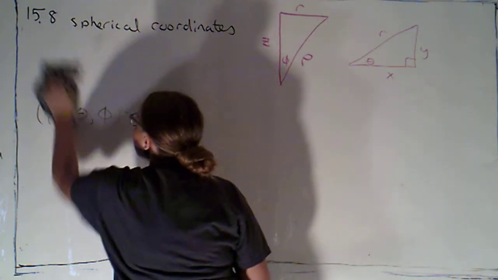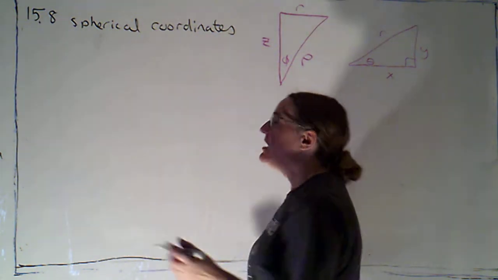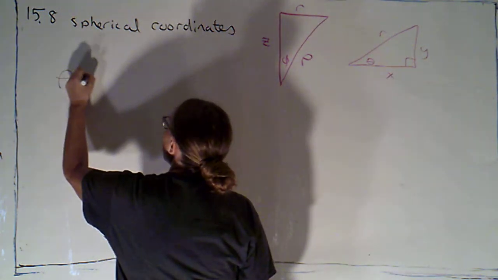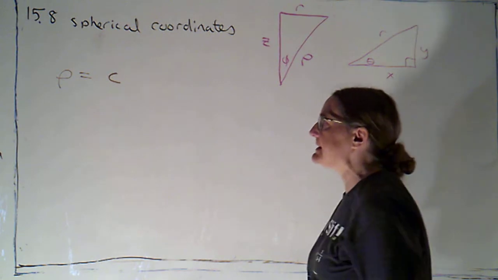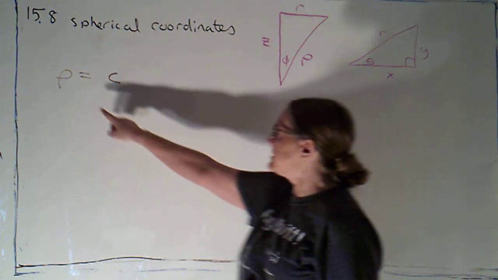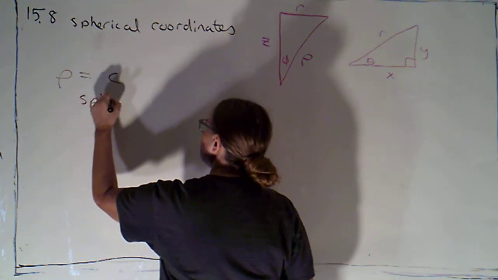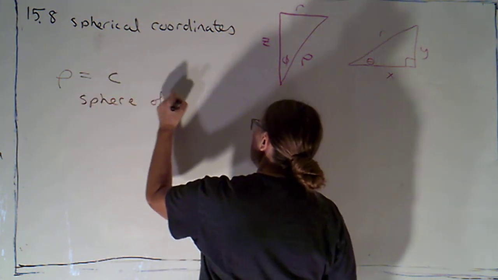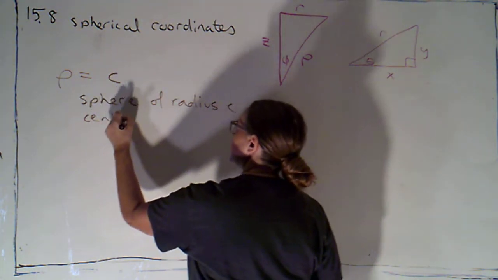Next thing I want to take a look at is our constant surfaces. So if I have rho is constant, let's just call it c, what does that look like? Well, that's saying that the distance from the origin is constant. I know what that means. That's going to mean that I have a sphere of radius c centered at the origin.